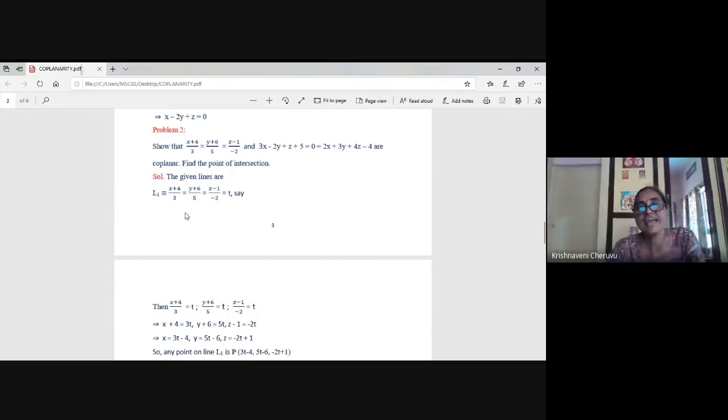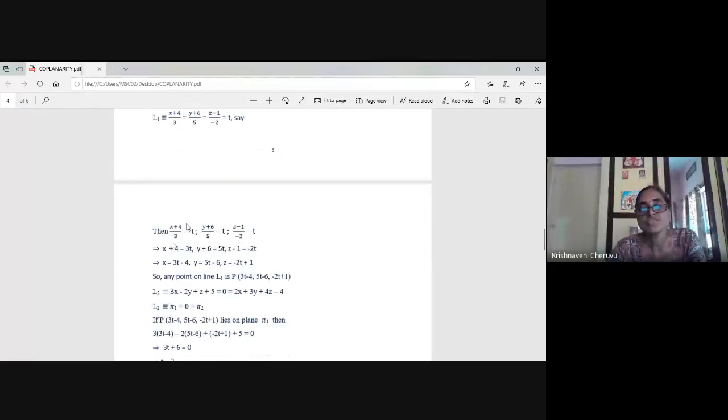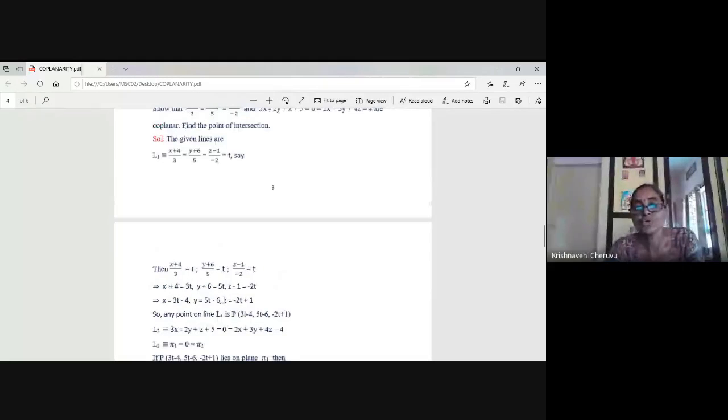So I took the first line, girls. Whenever you have a symmetric form, you take it as equal to t. Then equate x by 4 to t, y plus 6 by 5 to t, z minus 1 by minus 2 to t. From the first equation you can find the x value. From the second, y plus 6 is equal to 5t, you can find the y value. From the third equation, you will get the z value. So you can get a point on line L1. So you have a point on the line L1, that is P.